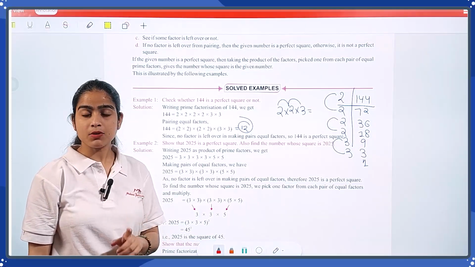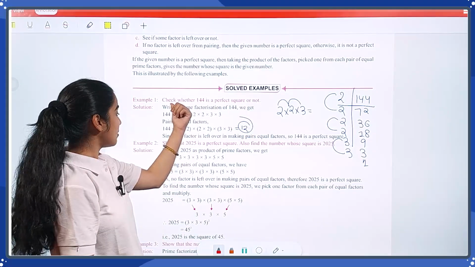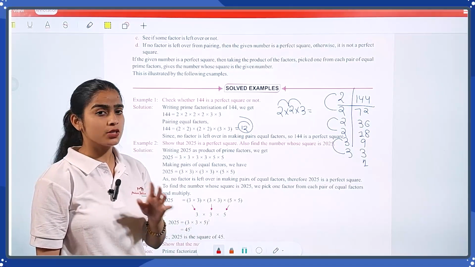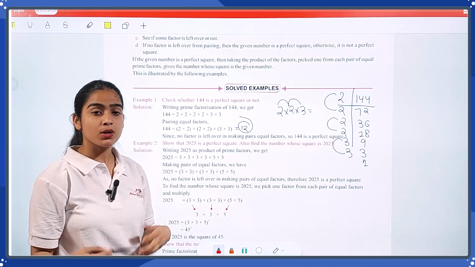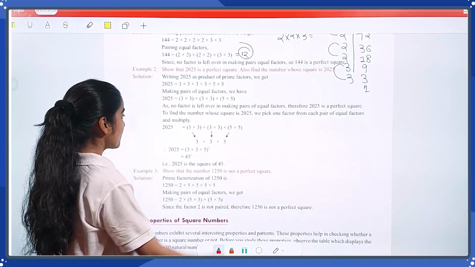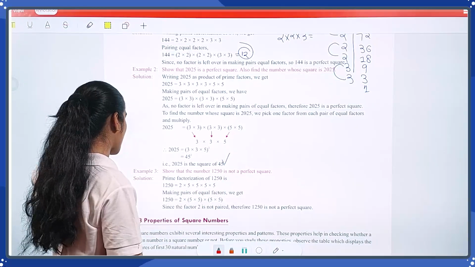You have to repeat the same concept and same method which I am following over here while I am solving example number 1, and then you have to find out whether these numbers are in pairs or not. If these numbers are in pairs, it means it is a square number, and if these numbers are not in pairs, what does that mean? It means it is not a perfect square. So if you solve this question, what will we get? Okay, fine, this is a perfect square.